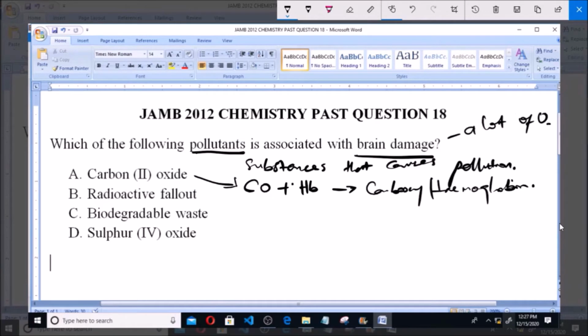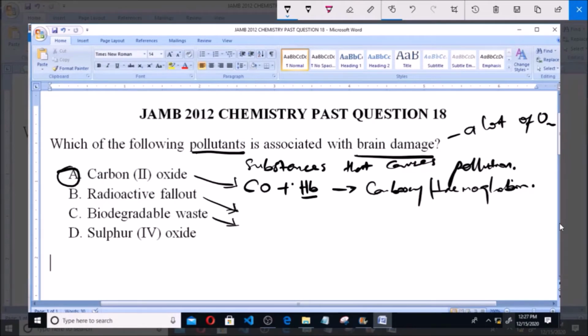Because this carbon monoxide combines with hemoglobin, it will prevent the transport of oxygen to the brain, and due to the loss of oxygen transport to the brain, the brain begins to suffer shock, and then it results in what? Brain damage. So therefore, carbon(II) oxide causes brain damage. Now, reactive fallout simply refers to reactive emissions that are harmful to the body, but they do not cause brain damage. Biodegradable waste are wastes that will be broken down, like waste food, sewage, and the rest.